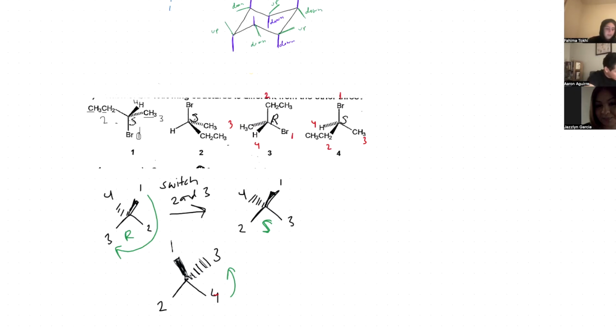Perfect. I don't know if she'll do this, Fahima, but you can figure it out. I'll give one other example for rotating. Let me just pull up a random example. Here, I'll draw one here. This is a Fischer projection, by the way. Where's my mouse?